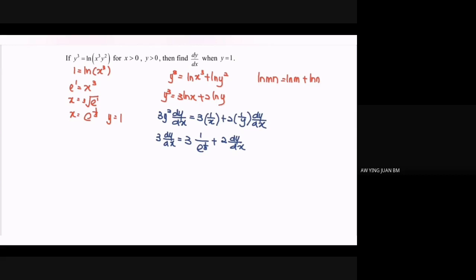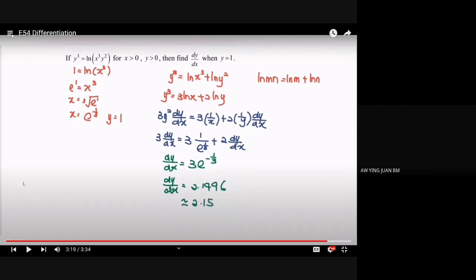So 3 dy/dx minus 2 dy/dx. So we will have dy/dx equals 3 e to the power negative 1 over 3. Or we can say dy/dx will be equal to 2.1496 or approximately 2.1. Okay, so harap anda nampaklah situasi ni. Sebenarnya sini ada 3 dy/dx, sini ada 2 dy/dx. So kalau you transfer, you akan dapat dy/dx saja, sebab 3 tolak 2.